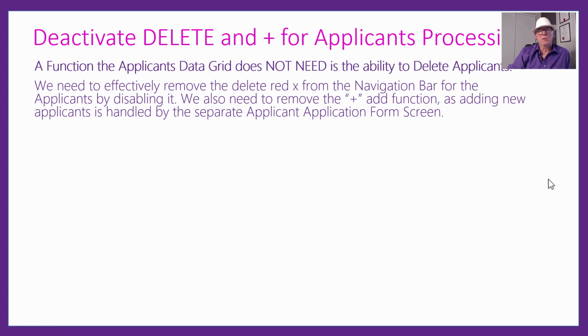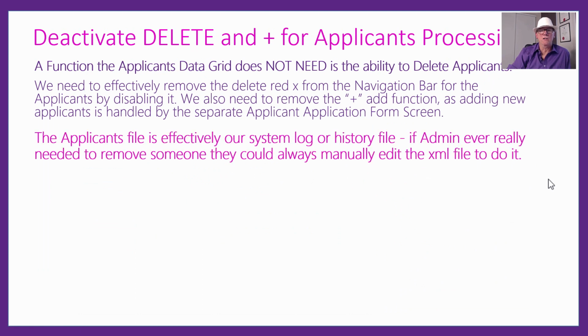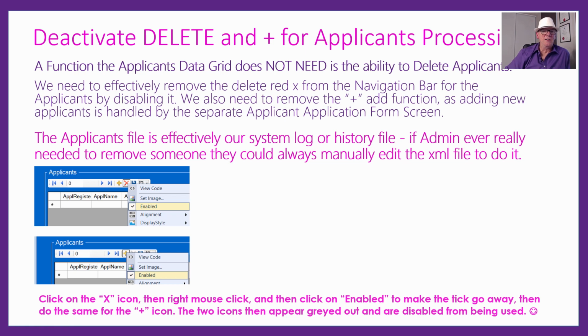Now, the delete and the plus icons that are in that navigation bar, we don't need them because for adding a new user application, remember we built that whole special screen to do it, where we've got validation to make sure they've typed in a 10-digit phone number. We've got validation to make sure there's an @ sign in the email address that they enter and all of that stuff. So look, if the system administrator really needed to add someone on, he could just go and use that application add screen and do it, all right? So we don't need that plus sign, and we don't need the delete sign, because we're not going to be deleting applicants.